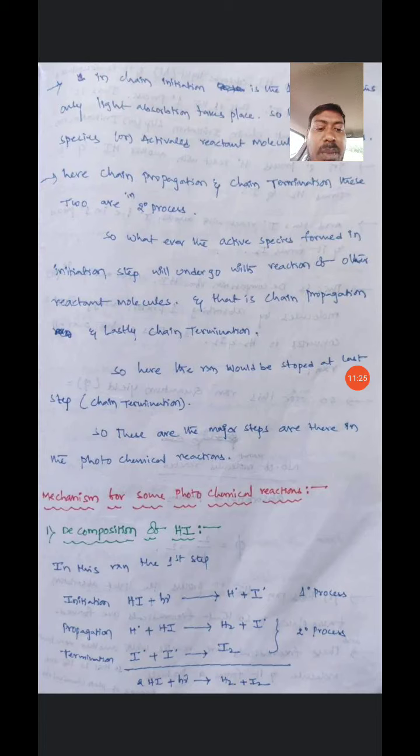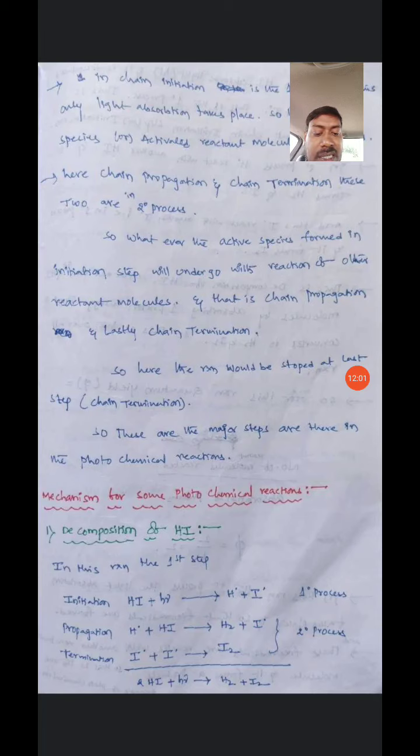These three are the major steps in photochemical reactions. Next, the mechanism for some photochemical reactions. In these reactions, we are first discussing the decomposition of HI, hydrogen iodide.